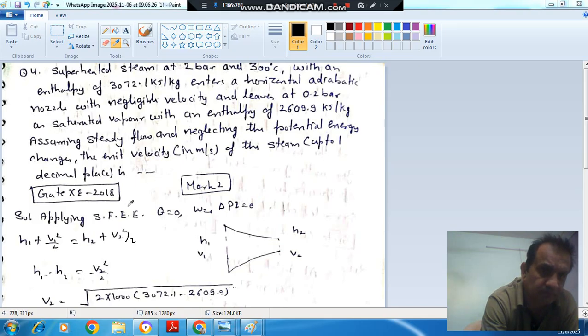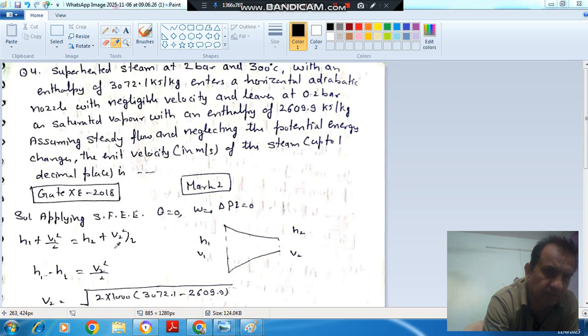So this is your nozzle, and at the inlet the enthalpy is H1 and velocity is V1. At the outlet enthalpy is H2 and velocity is V2. There is no change in potential energy within this nozzle, so that is 0. There is no work done by the nozzle and no heat supply because it is adiabatic. So the energy equation reduces to H1 plus V1 square by 2 is equal to H2 plus V2 square by 2.